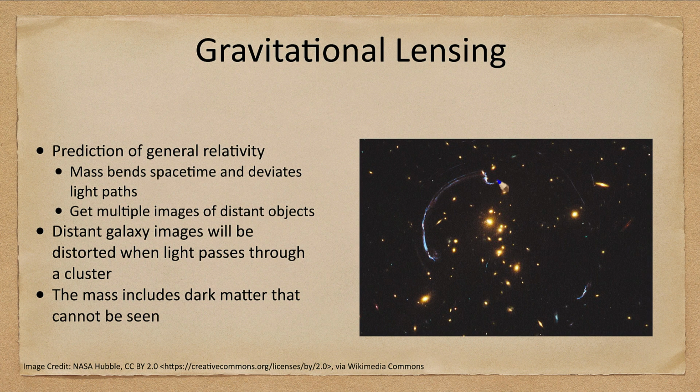And here we can see great arcs of material where the light has been stretched by the cluster's gravity. So as the light from a very distant galaxy passes through, it gets completely distorted by the gravitational lensing here. Now, what about structures beyond the galaxy clusters?